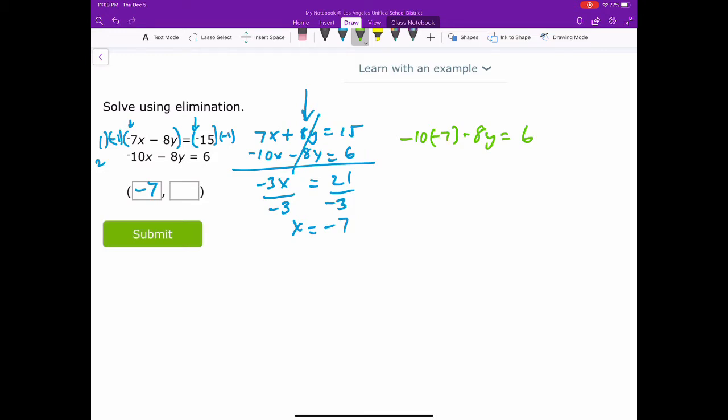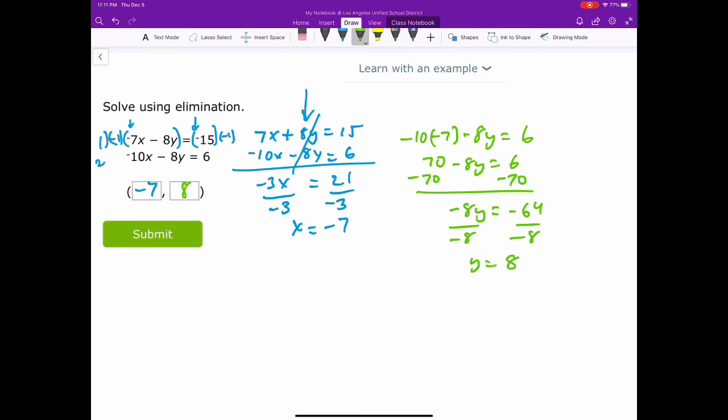Negative 10 times negative 7 is positive 70, right? We don't need to write the positive. 70 minus 8y is equal to 6. Let's get rid of the 70, minus 70. Okay, we end up with negative 8y is equal to negative 64. We can divide both sides by negative 8 and negative 8. Y is equal to just 8.